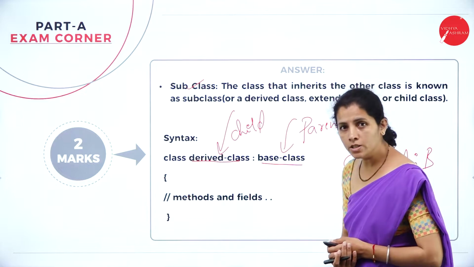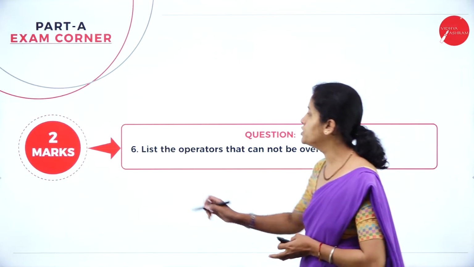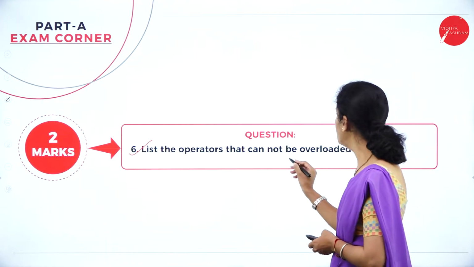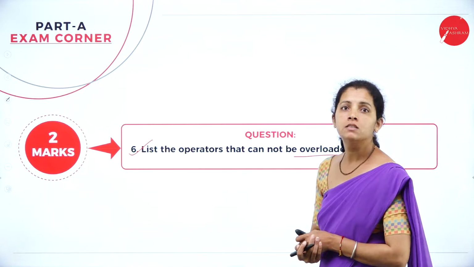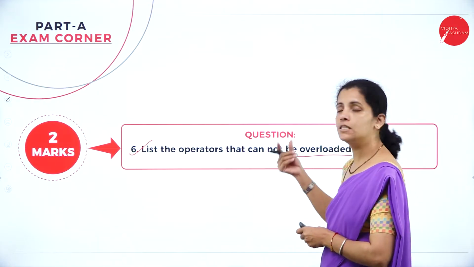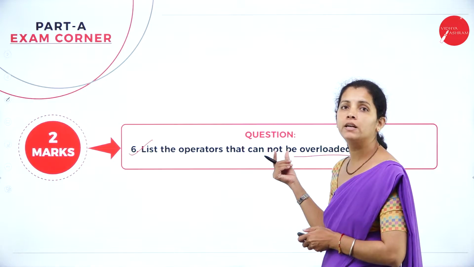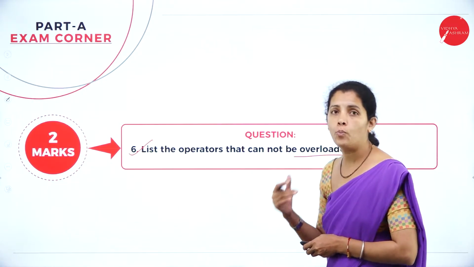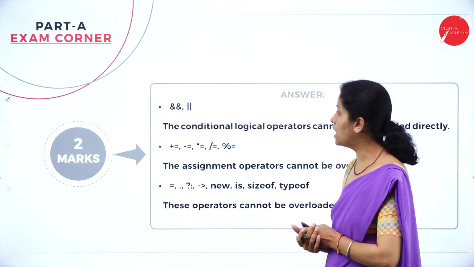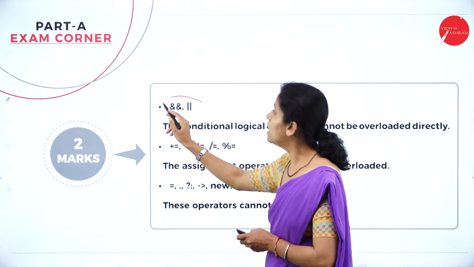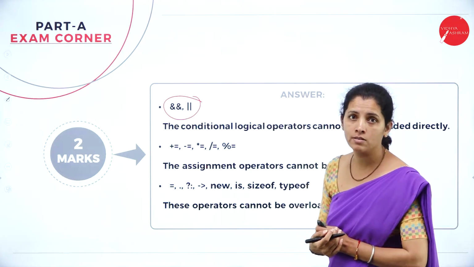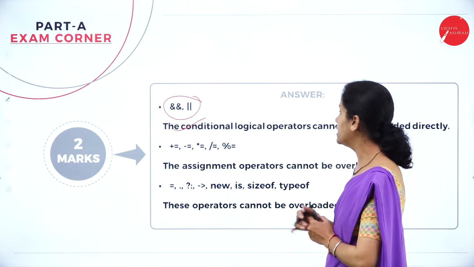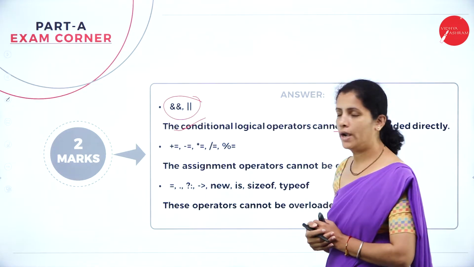This is the example. So dear student, let me consider the next question, that is, list the operators that cannot be overloaded in C#. So dear student, this concept comes under operator overloading. And I want to list what are the operators I am not able to overload. In that, the and symbol and the or symbol. So the conditional logic operators cannot be overloaded.